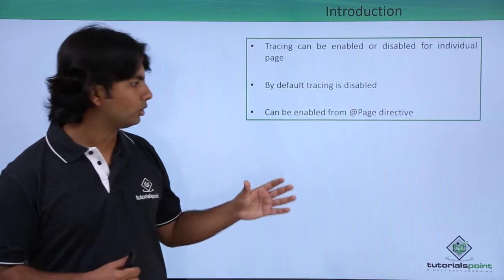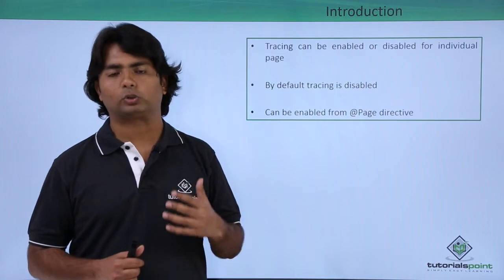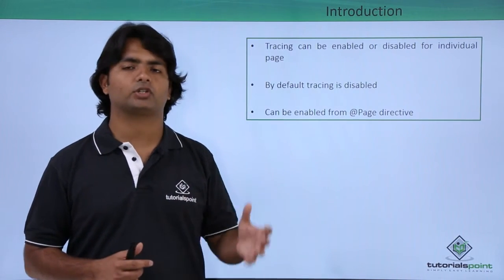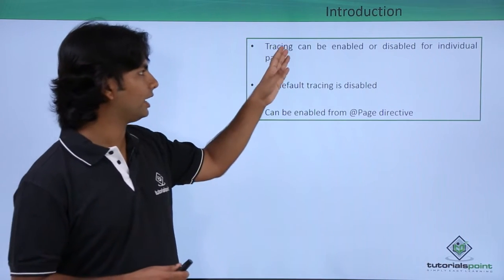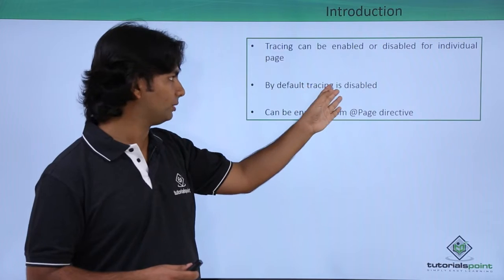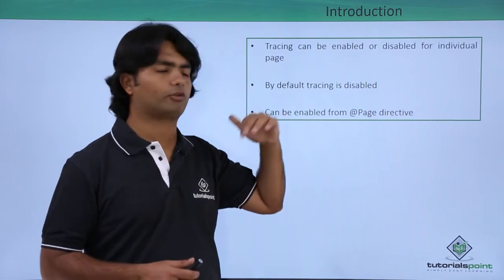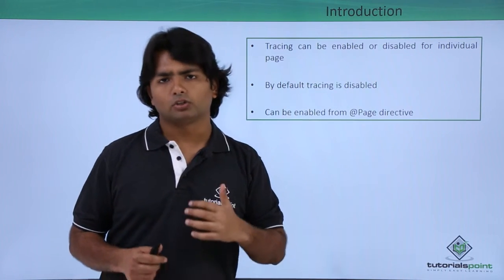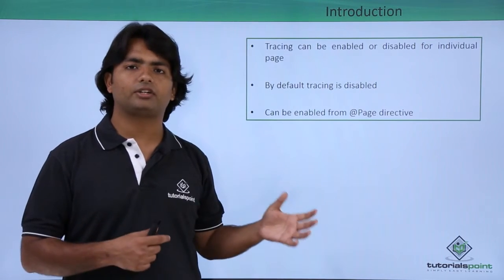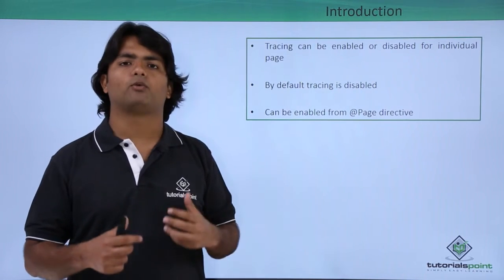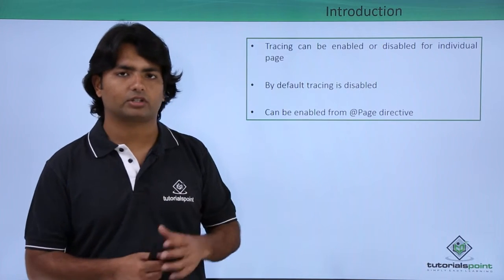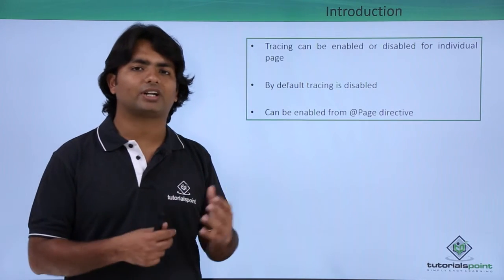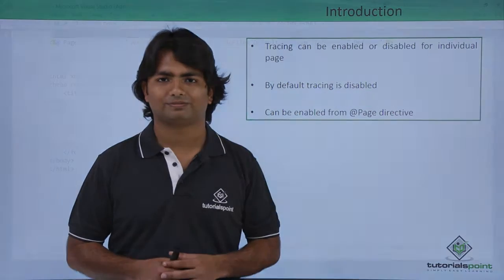Apart from that, you can also set the mode if you want to sort the trace information on a particular field basis. As I said, it is by default disabled, and you can enable or disable it for an individual page. So let's see how to enable the trace for a particular page and what all information we can see in the tracing information on a particular page. So let's start the implementation now.